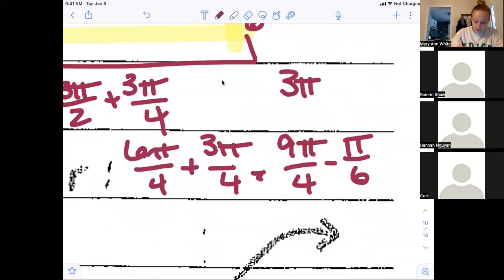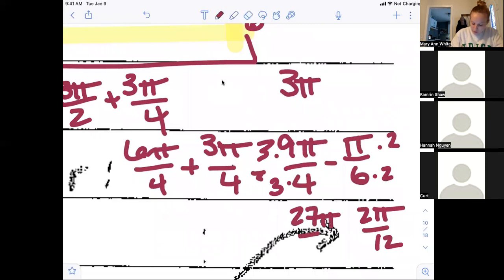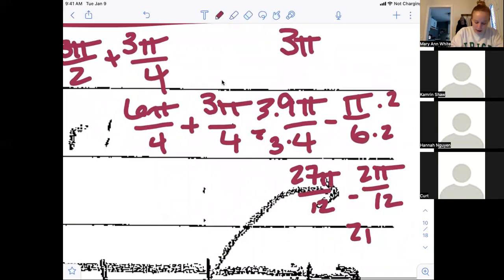Well, I picked a tough one for our brains this morning. Okay, let's get 12 on our denominator again. So that's 2 pi over 12, and this is 27 pi over 12. So when I subtract, I get 25 pi over 12.